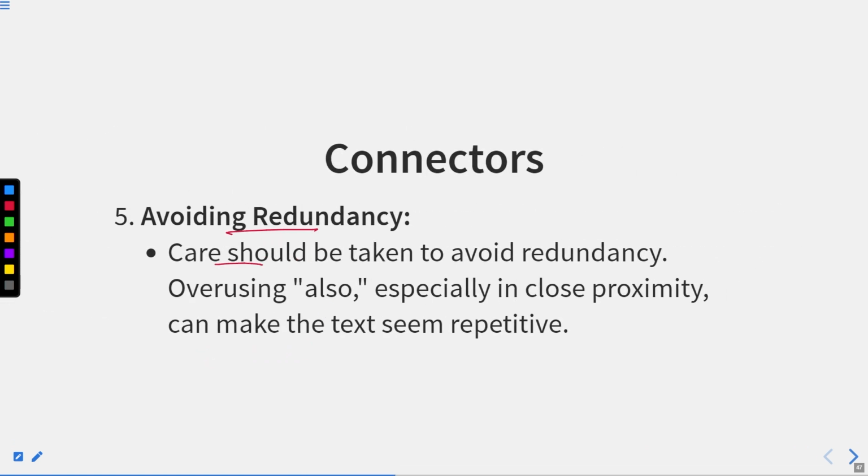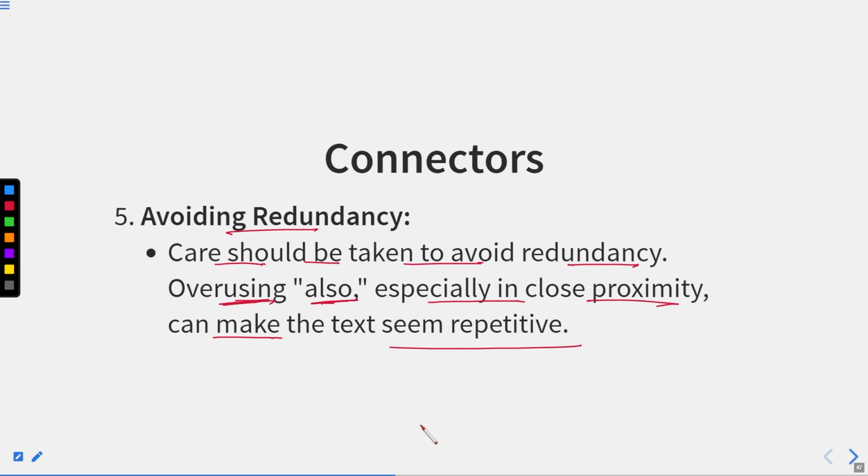Avoiding redundancy. Care should be taken to avoid redundancy. Overusing also, especially in close proximity, can make the sentence seem repetitive. It means if we want to make a sentence and add further information about the same thing, we should avoid using also at multiple positions or multiple times. Now we can place a comma, and after that we can use the word and.